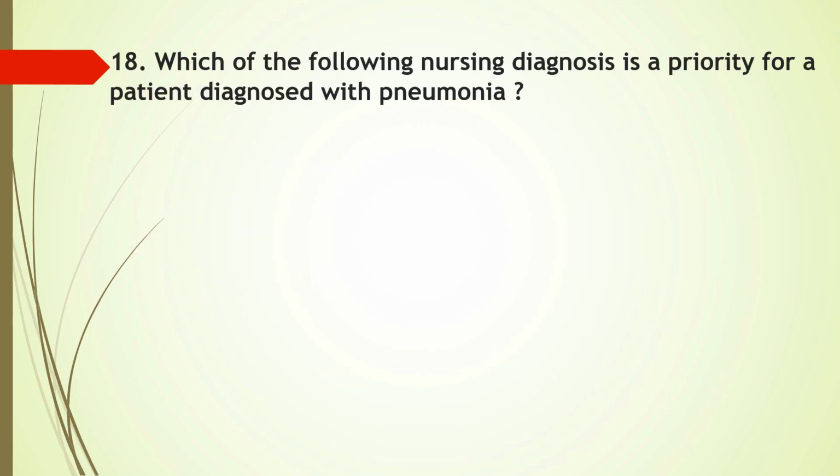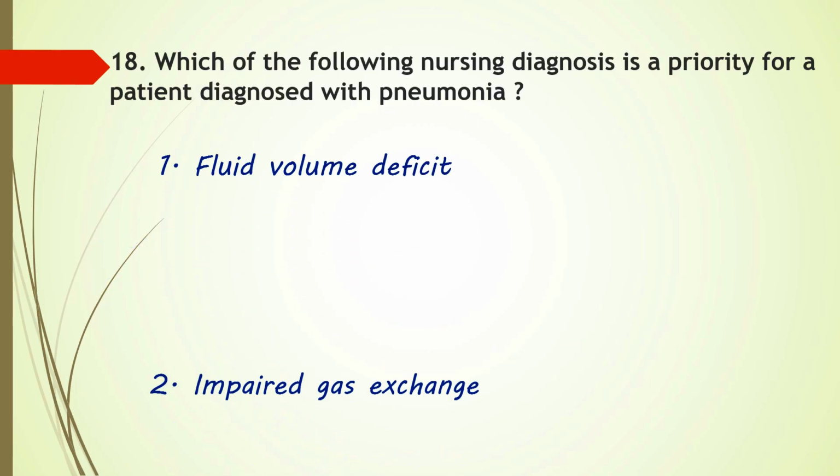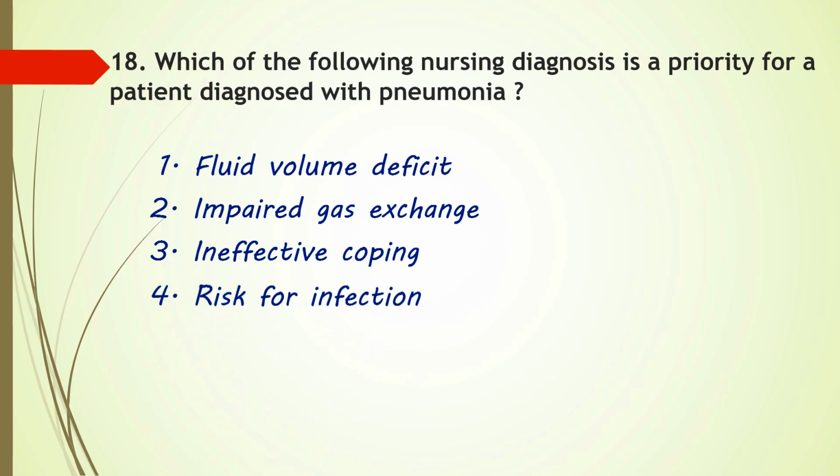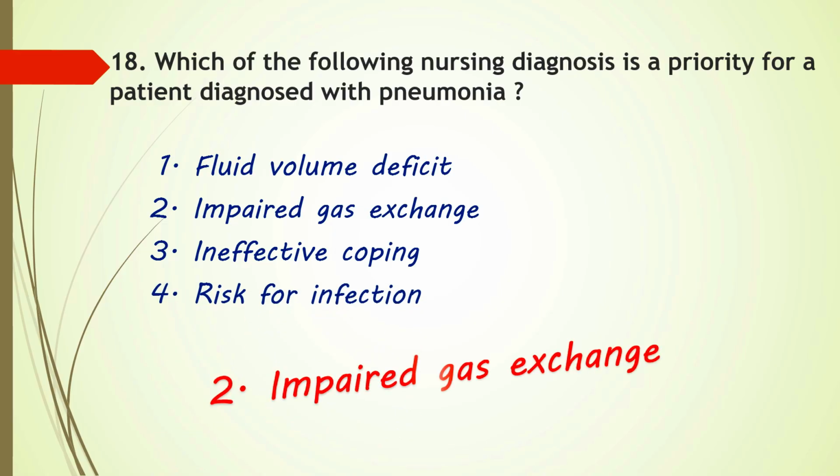Question number 18, which of the following nursing diagnoses is a priority for a patient diagnosed with pneumonia? Options are fluid volume deficit, impaired gas exchange, ineffective coping, or option 4, risk for infection. For a patient with pneumonia, the priority diagnosis will be option 2, impaired gas exchange.